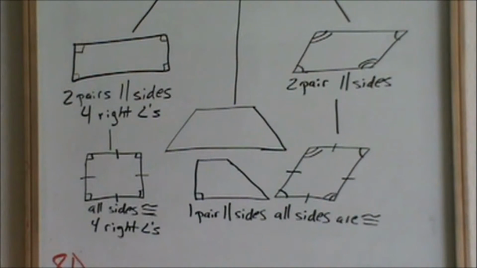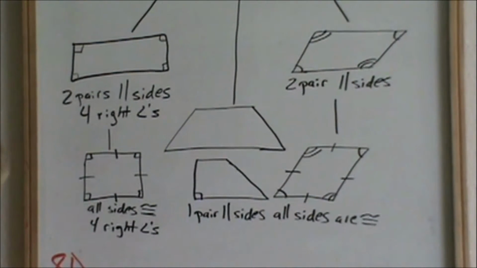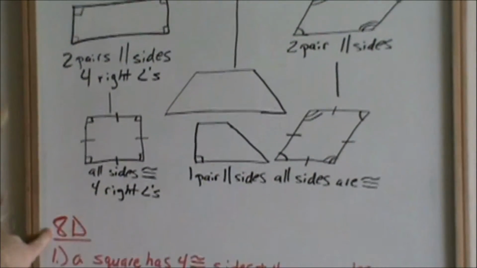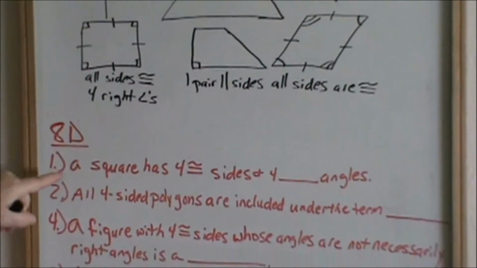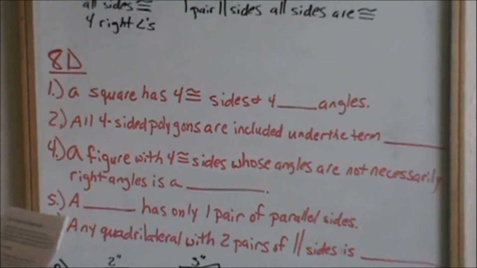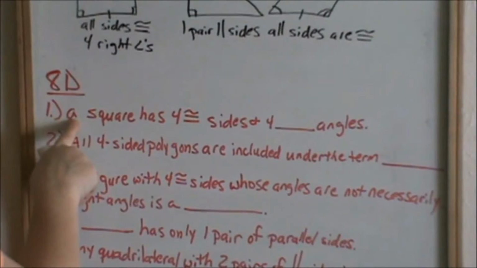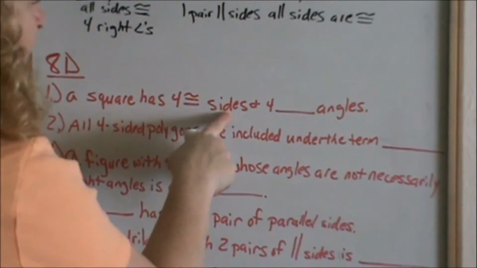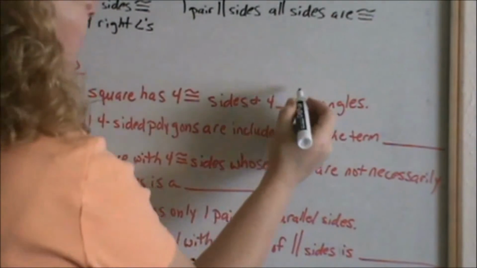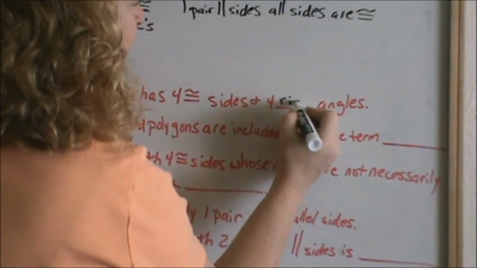So, alright, now that we've talked about the different kinds of quadrilaterals, let's look at 8D. D as in dog. And we're going to look at 1 through 6. So if you look at number 1, a square has 4 congruent sides and 4, what kind of angles? So a square, they are all going to be right angles.